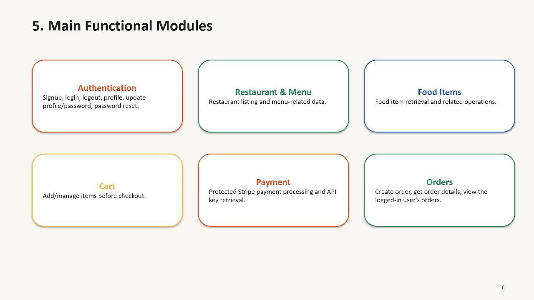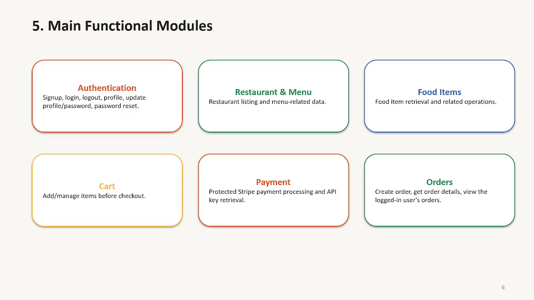The fourth module is the cart module. When the customer chooses a food item, it is added to the shopping cart. Customers can increase or decrease the quantity or remove items before placing the order. The fifth module is the payment module. Once the customer is ready to order, the payment module processes the online payment using Stripe. Stripe securely verifies the payment details before confirming the transaction.